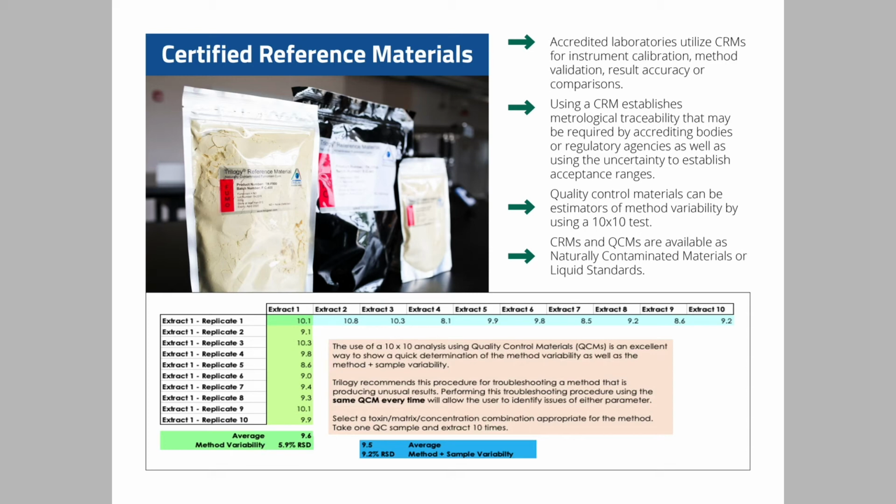Many accrediting bodies and regulatory agencies require laboratories to use certified reference materials when they are available to establish acceptable ranges by using that uncertainty in their calculations. Certified reference materials can be used for things such as instrument calibration or validating methods, or when doing result comparisons, or just looking at accuracy.